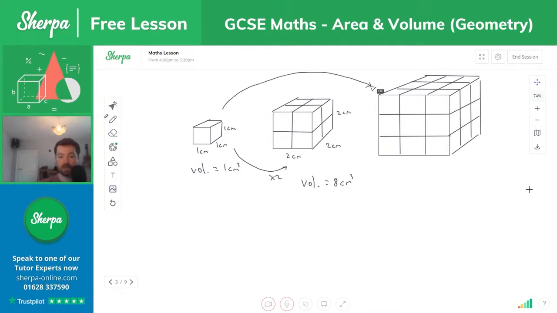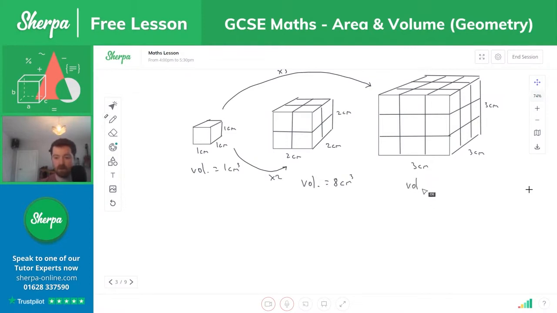We could do the same thing again and look at our even larger cube. Well, we're now going from a linear scale of 1 by 1 by 1 to a linear scale of 3 centimeters by 3 centimeters by 3 centimeters. So our linear scale factor is going to be 3x, isn't it? So we could do both methods just to make it super clear.